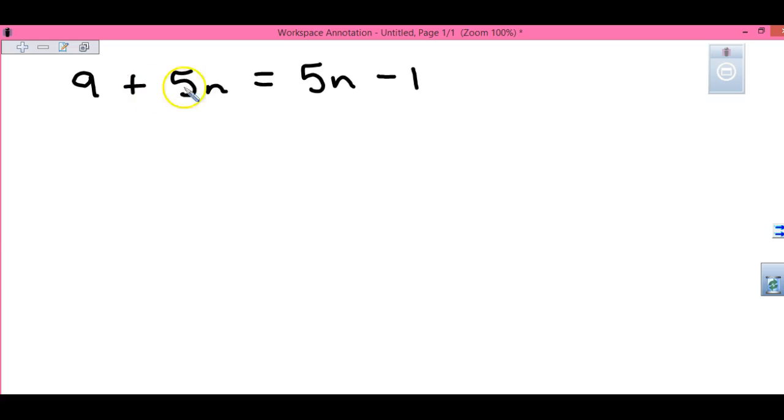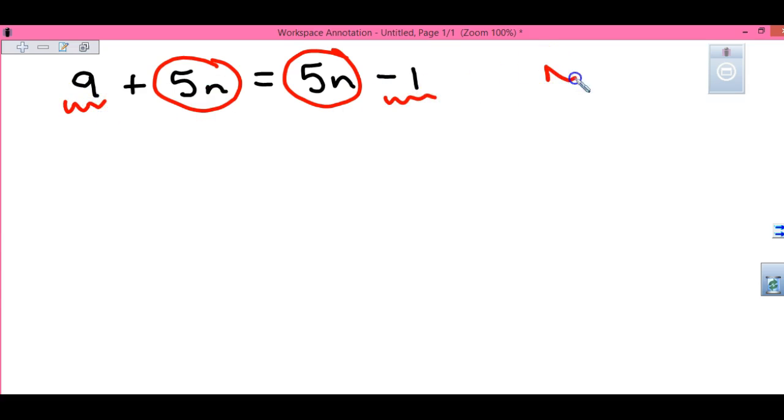If we have 9 plus 5n equal to 5n minus 1, can anybody tell anything from looking at this? It has no solution. Why? Because there's two 5n. Okay, the 5n and the 5n we know are equal, right? But is 9 equal to negative 1? No. So therefore we already know there is no solution.